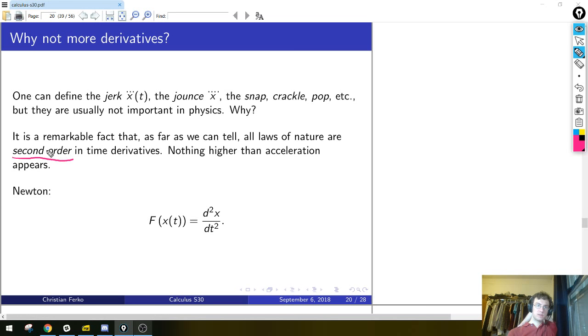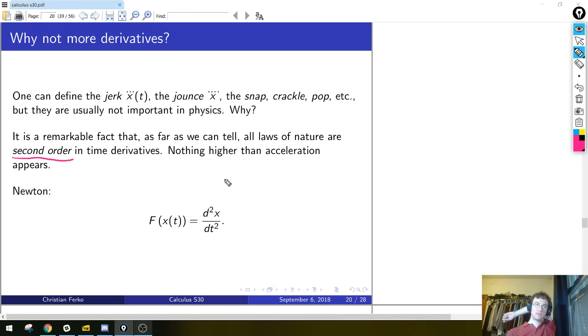So second order means nothing beyond acceleration appears in fundamental equations. I should say fundamental. Of course, there are approximations where you say, okay, well, the fundamental equations are hard to solve, so I'm going to use some approximation. Maybe that has the jerk. But I can count on one hand the number of times I've used that in a serious context.